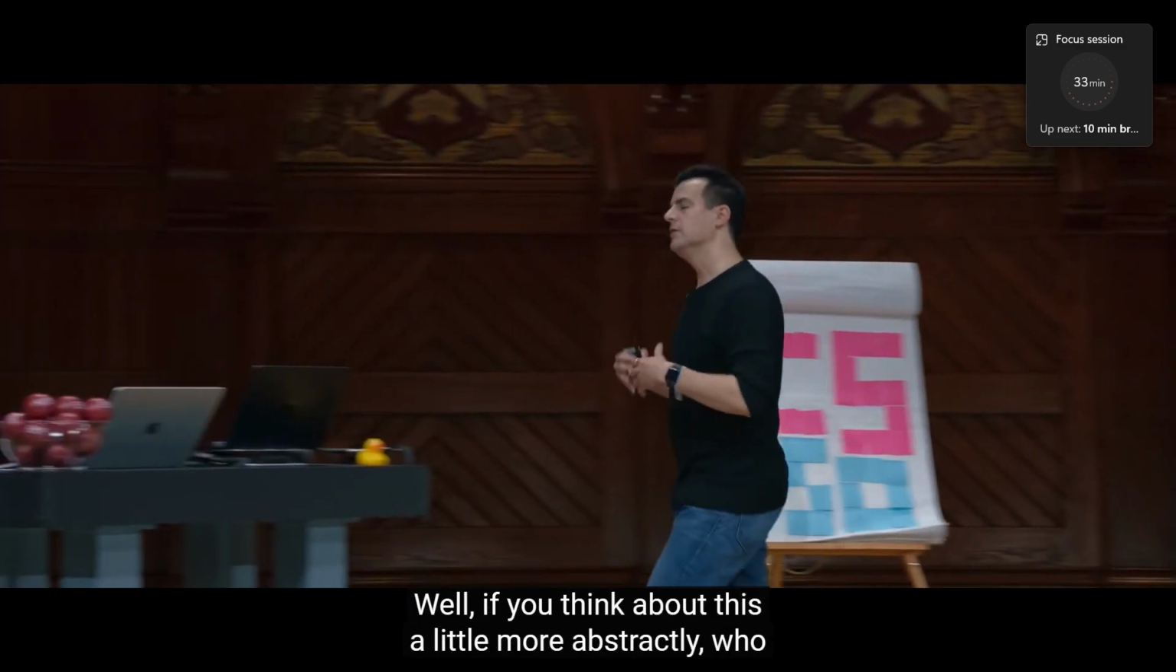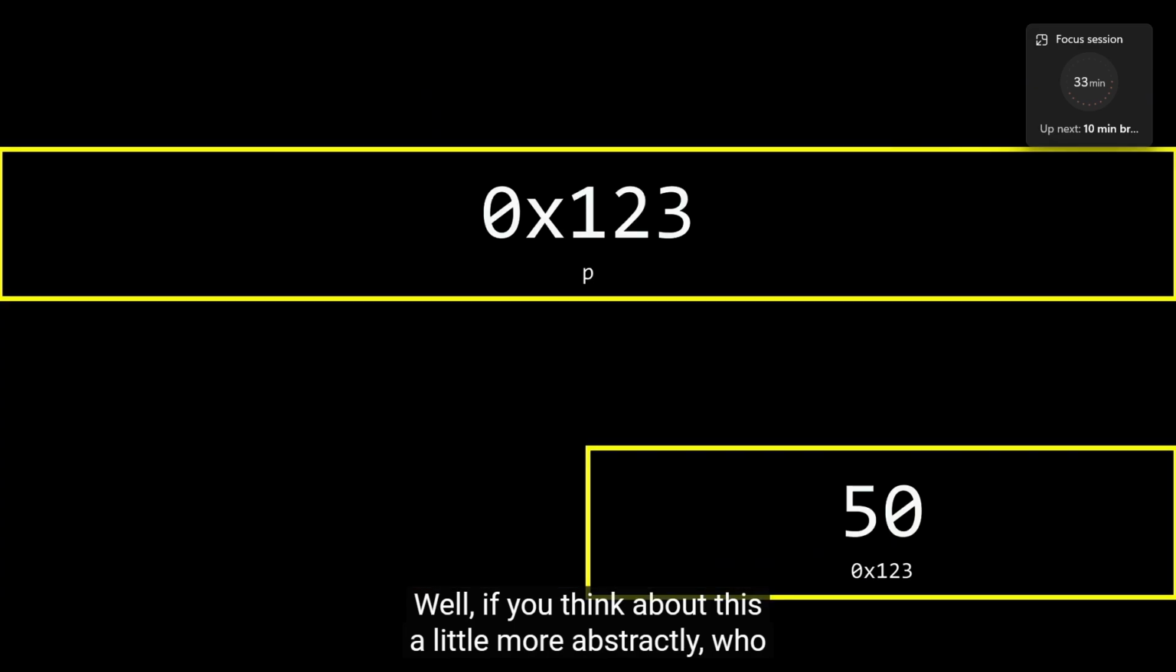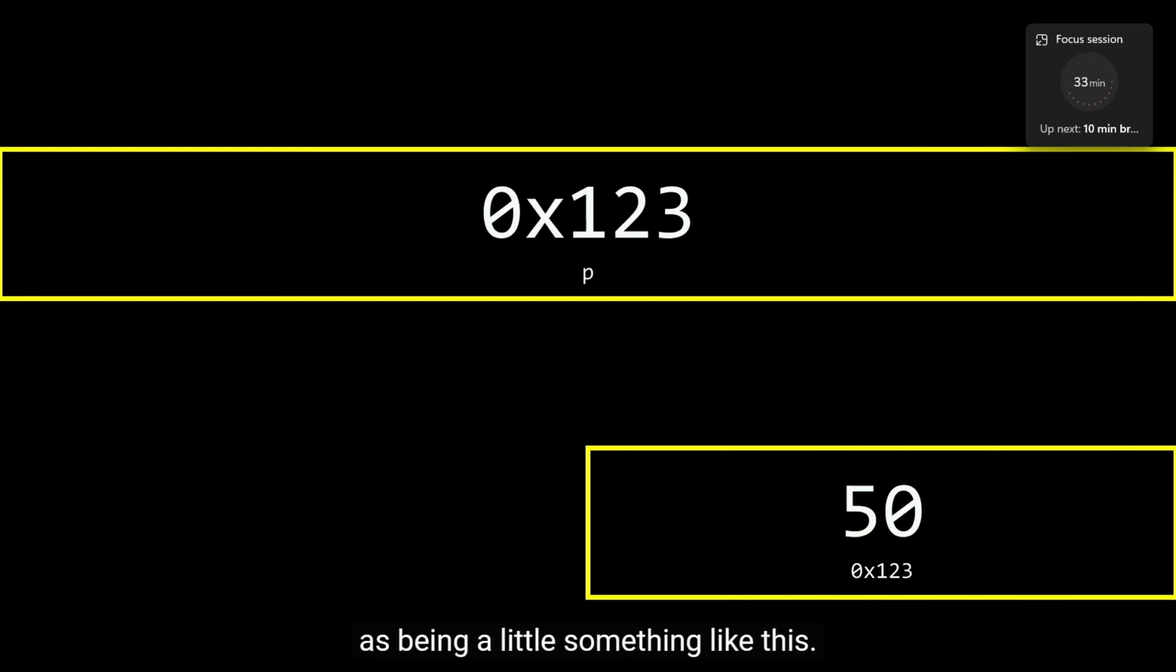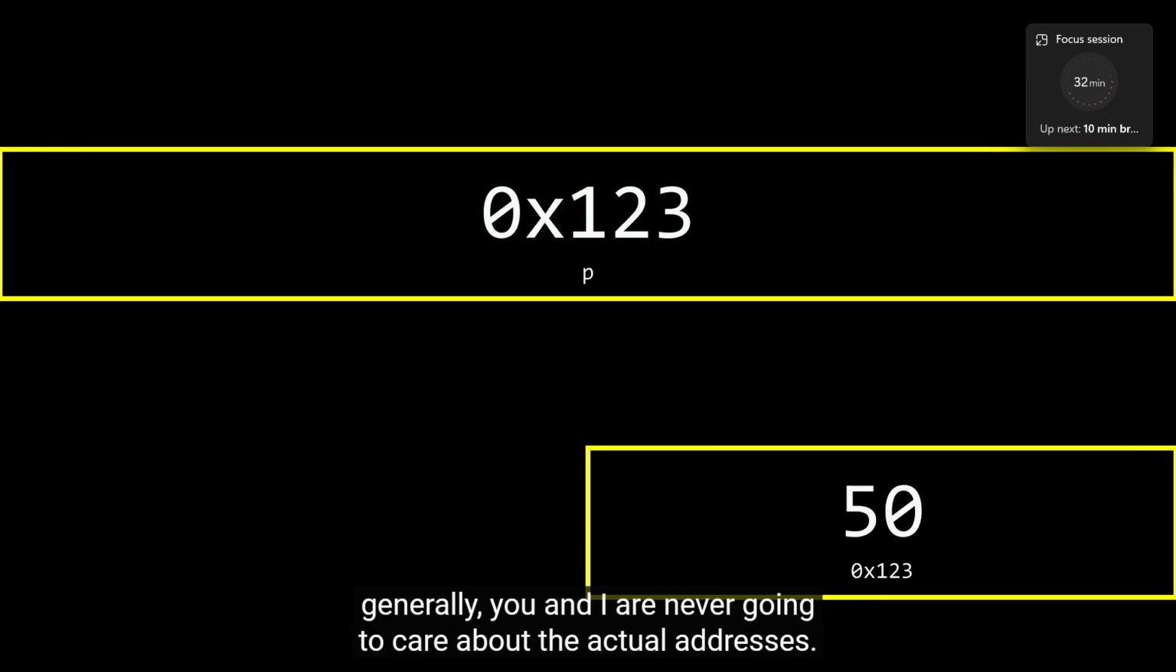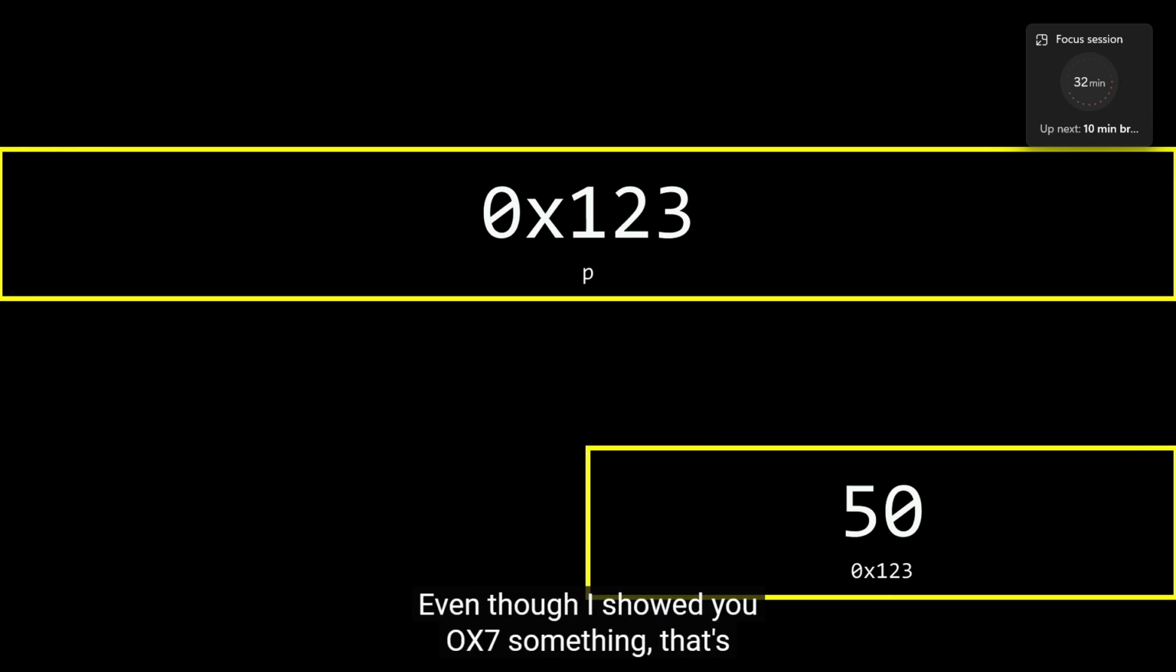So how does this help us? Well, if you think about this a little more abstractly, who cares about what else is going on in the computer's memory? It actually tends to be helpful to think about this pictorially as being a little something like this. At the end of the day, you and I, even when we start writing code in C that uses pointers, generally are never going to care about the actual addresses. Even though I showed you 0x7 something, that's not generally useful information. It suffices to know that it exists somewhere, and let the computer figure out how to get there.